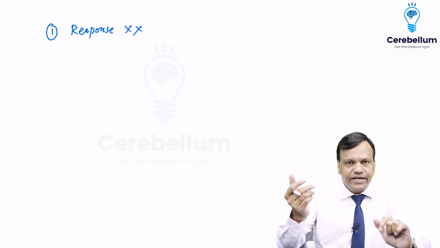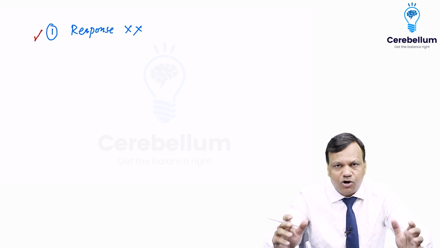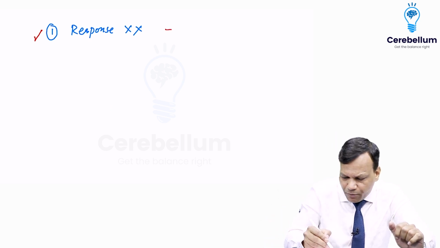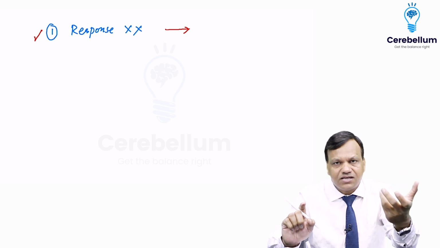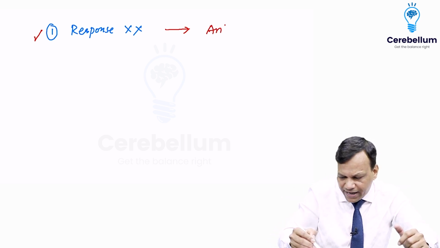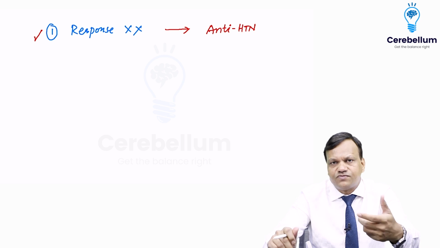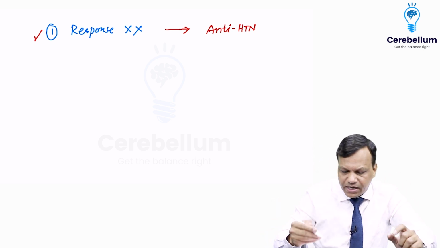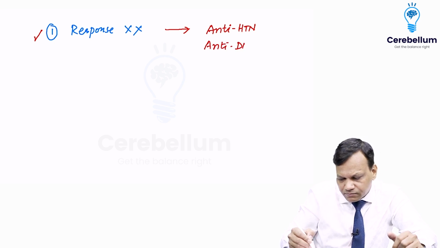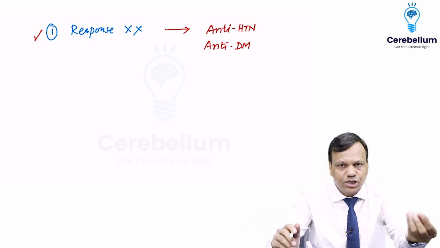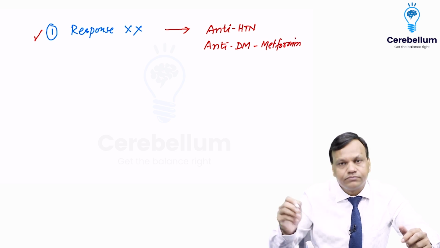So when will we do TDM? One, when we are not able to measure the response. When we can measure the response, we will never do TDM. So this is an important MCQ: for which drugs will we not do TDM? Where we can easily measure the response. Like for any antihypertensive drug, we will never do TDM. For ACE inhibitors, for beta blockers, we will never do TDM because we can easily measure the response. For anti-diabetic drugs, we will never do TDM. We can easily measure the blood sugar. So for anti-diabetic drugs like metformin, we will never do TDM.